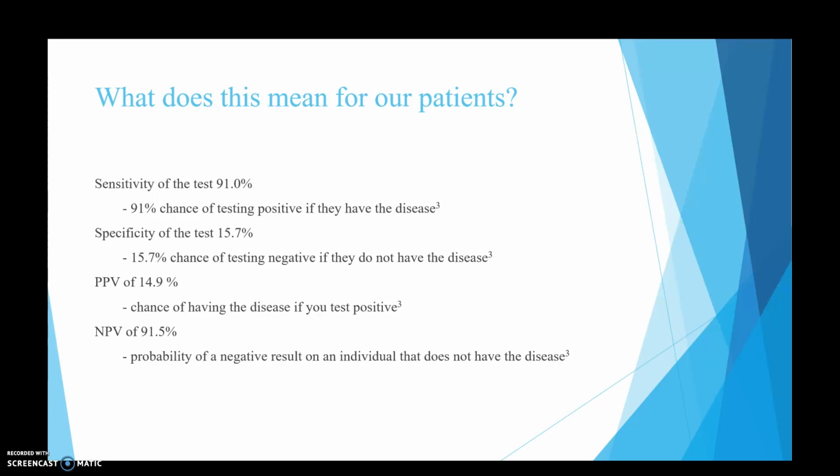As for the specificity of the test, the patient could be negative, but will have a 15.7% chance of testing negative that would say they do not have the disease. Our positive predictive value is 14.9%, which means that the patient has a 14.9% chance of having the disease if they test positive.